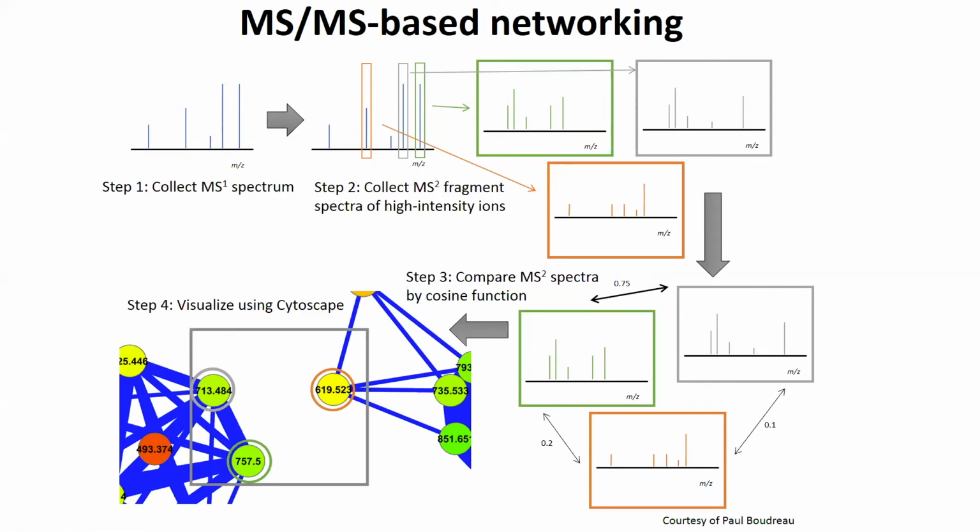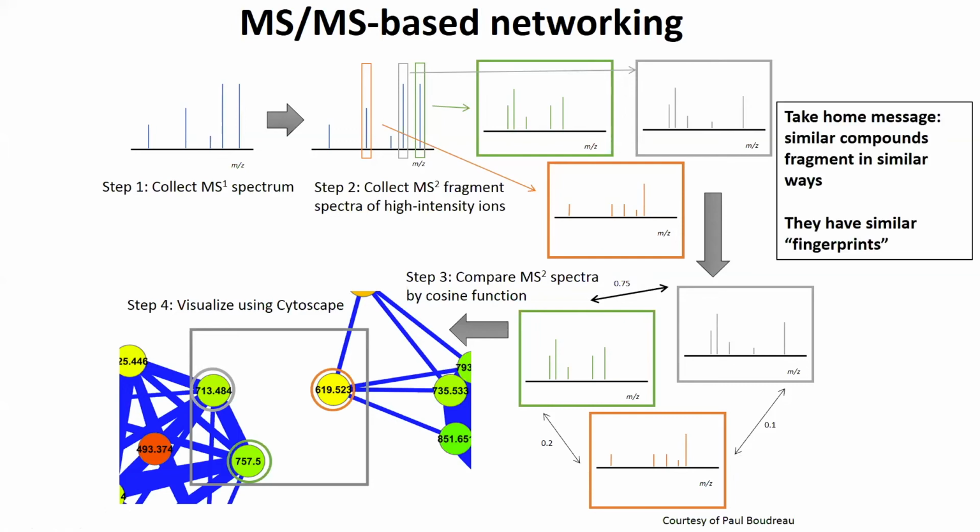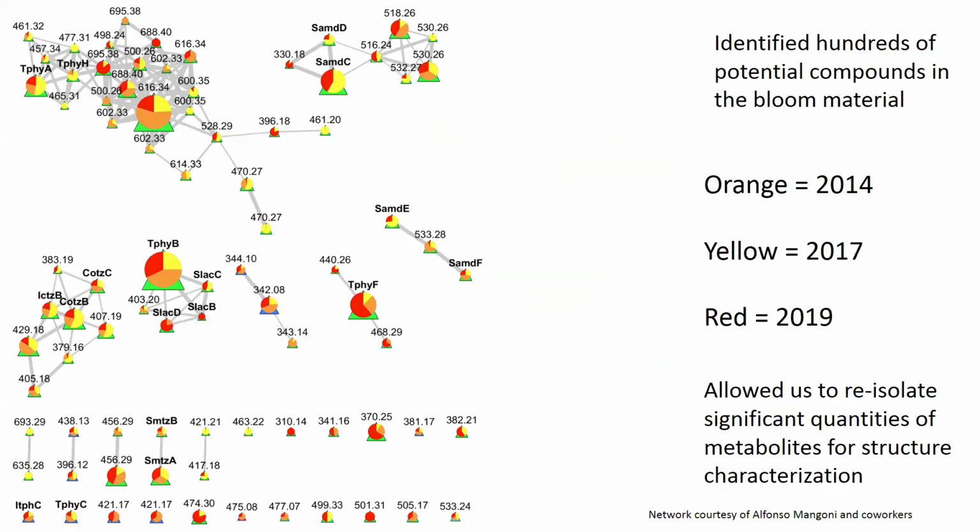And so that's what we did with trichodesmium. And so here is kind of, what does that look like? So again, the take-home message here, these similar compounds fragment in similar ways. And we can cluster those together. They basically have similar fingerprints. And so what does this look like when it's applied? Well, it looks pretty wild. So let me take a minute here. I have about 5 minutes, I think.